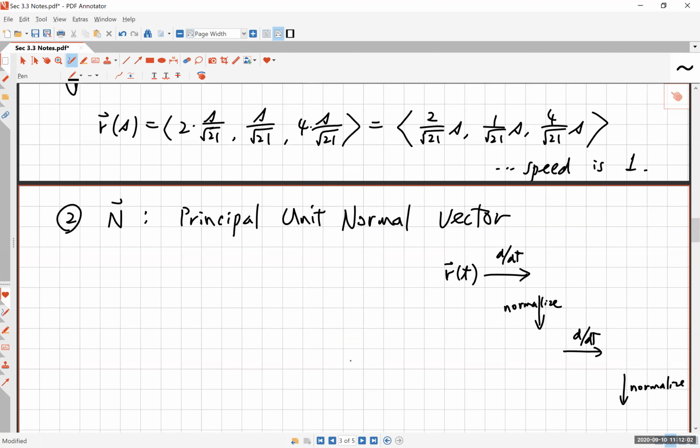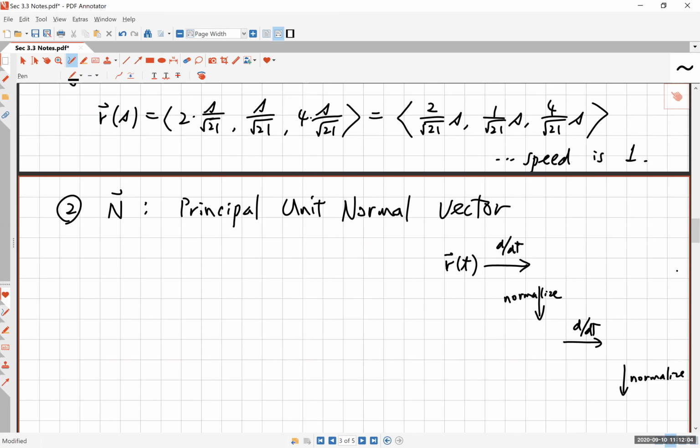Okay, the second big idea in section 3.3 is this capital N. I would probably just refer to this as the normal vector, but technically it's known as the principal unit normal vector. It's a unit normal vector because it is of magnitude 1. We normalize something. And it's called the principal because there are two unit normal vectors, and this is the one that is principal. And I will explain what that means.